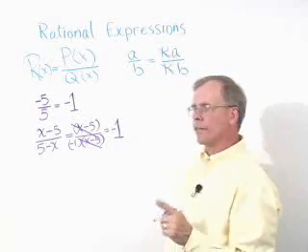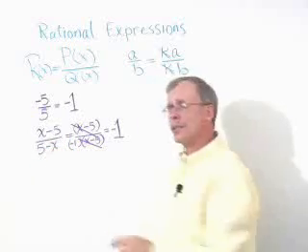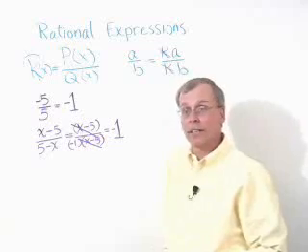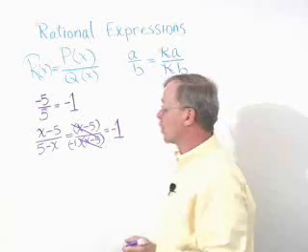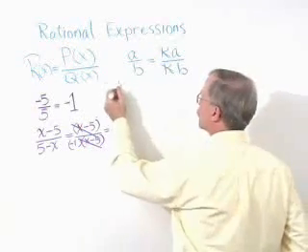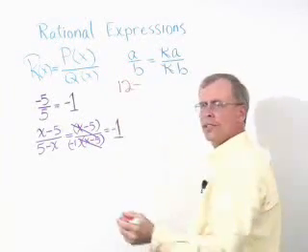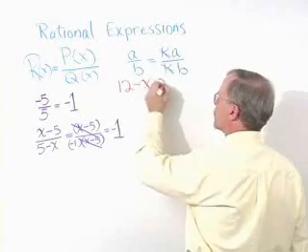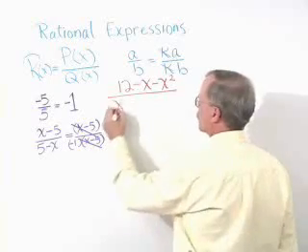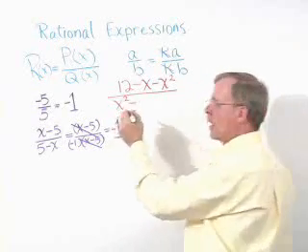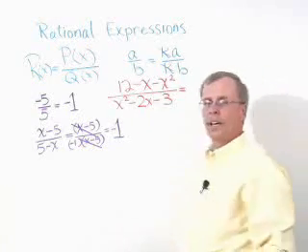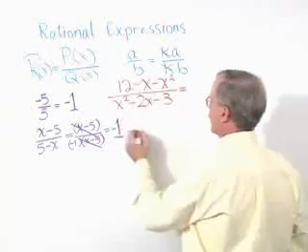So it looks like if the factors are opposites, when we cancel them, we leave behind a factor of negative 1. Let's see how that works in an actual problem. Suppose I have 12 minus x squared all over x squared minus 2x minus 3. Well, once again, the magic word is to factor. Can we factor the numerator?